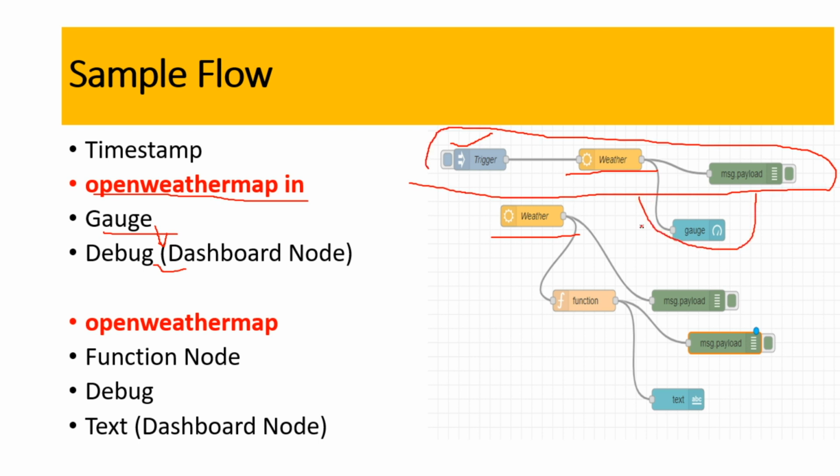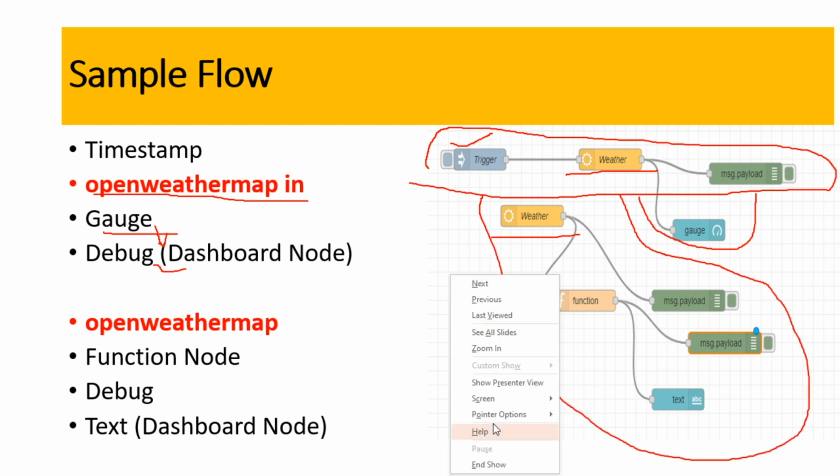And then for the second flow, we are going to use this Open Weather Map followed by the function node, debug node and the text dashboard node. So we will be having the second flow of this. We are going to hold 2 flows.